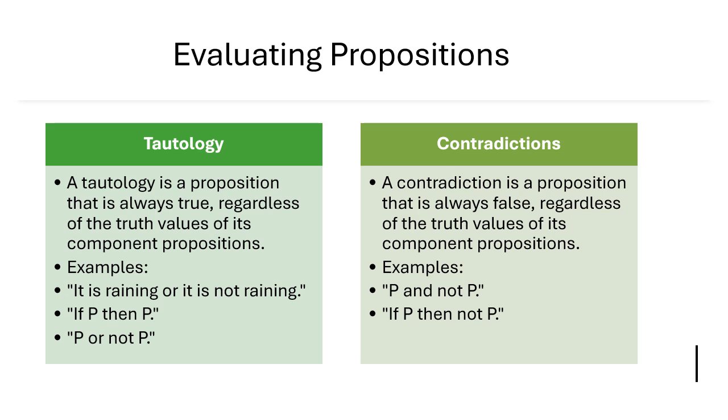And evaluating propositions, you have tautology and contradiction. A tautology is a proposition that is always true regardless of the truth values of its component propositions. Contradiction is a proposition that is always false regardless of the truth values of its component propositions. In terms of electronics, we can say this concept is similar to being stuck at 1 and stuck at 0.